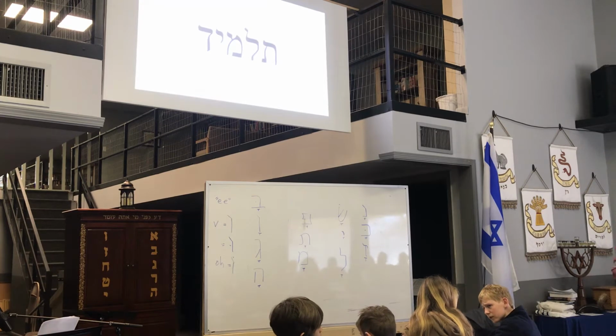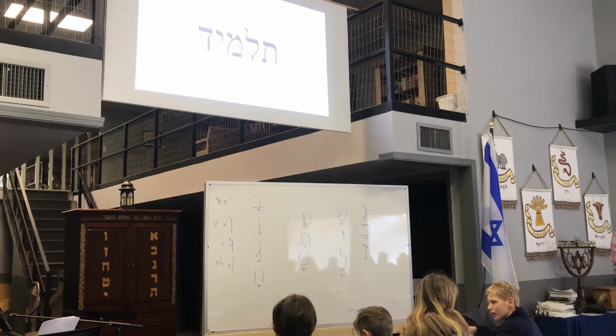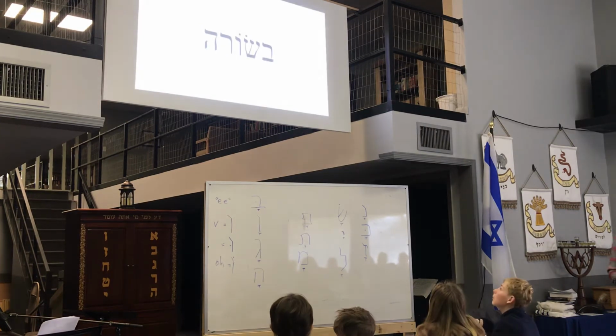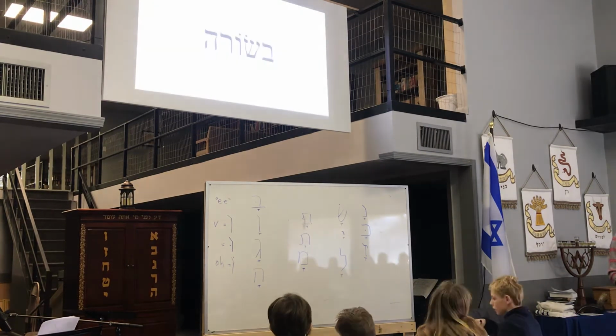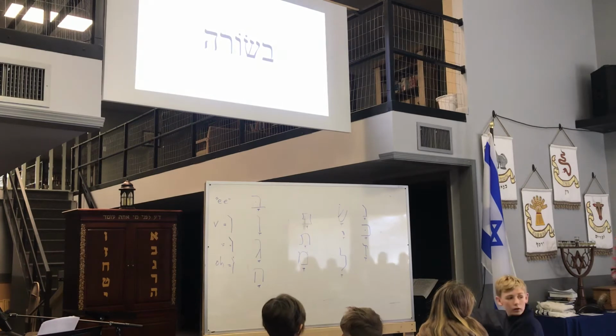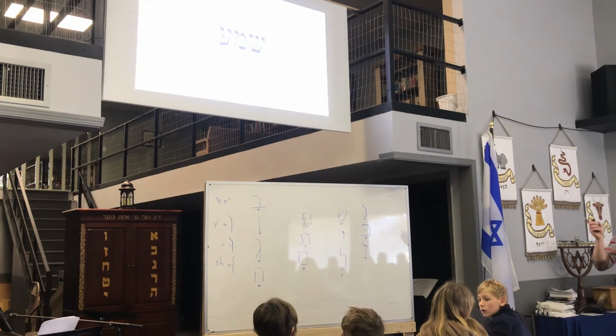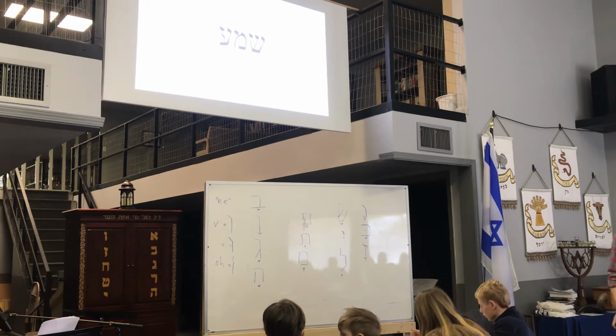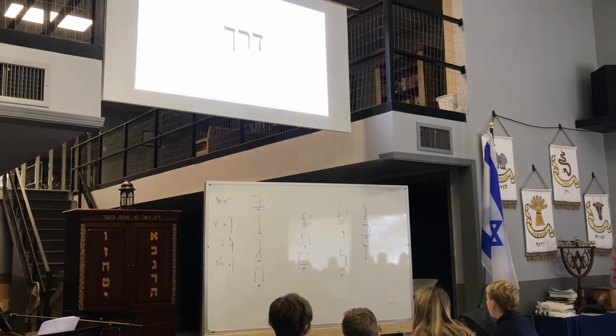You ready? First one. What is this? Someone tell me. Talmid. What is a Talmid? A disciple or student. Yeah. What's this one? Besora. What is Besora? Good news, glad tidings. Yeah. The king likes to hear that. Okay, what is this one? Shema. Shema. Hear and do. Hear and obey.